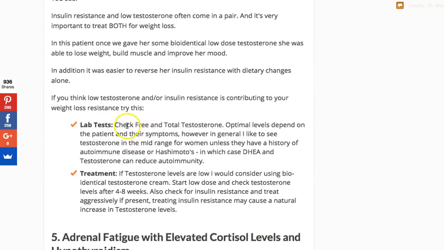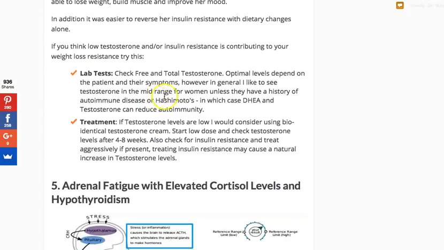This one's actually pretty straightforward. Check free and total testosterone. I don't have specific recommendations for how much to give. It just depends on the woman. It depends on how you give it. Some women will do really well just taking it transdermally. Other women do better if the application of that testosterone is vaginal.